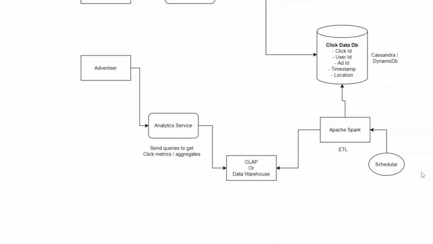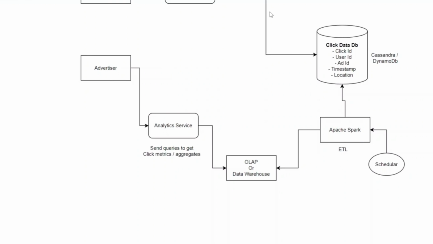Now it is still not real time. Like let's say if we are scheduling it for 5 minutes, then in between those 5 minutes, the advertiser can't see the updated value. So this is not real time. So how can we make it more real time? Let us move forward towards it.